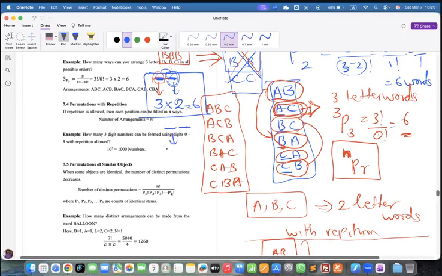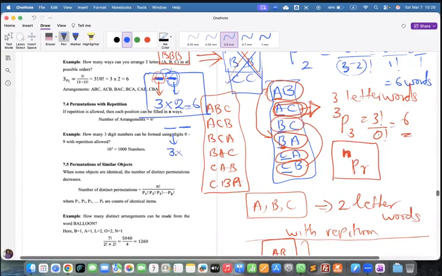Now, how many ways can we fill the first position? How many possible letters can we put for the first position? 3. First character, 3. So, with repetition, how many possible ways can we select for the second position?